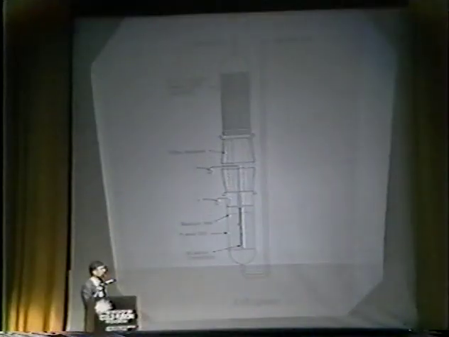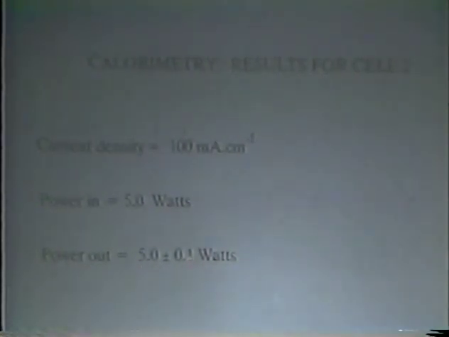And the results: preliminary results for a couple of experiments with cell 2, current density 100 milliamp per square centimeter, 5 watts. Power out is power in, plus or minus 0.1 watt. No excess heat. However, we are not sensitive enough to detect the kind of heat that was reported early this morning by Texas A&M. And if we can go to the conclusion view graphs, it's 3 or 4 view graphs down.